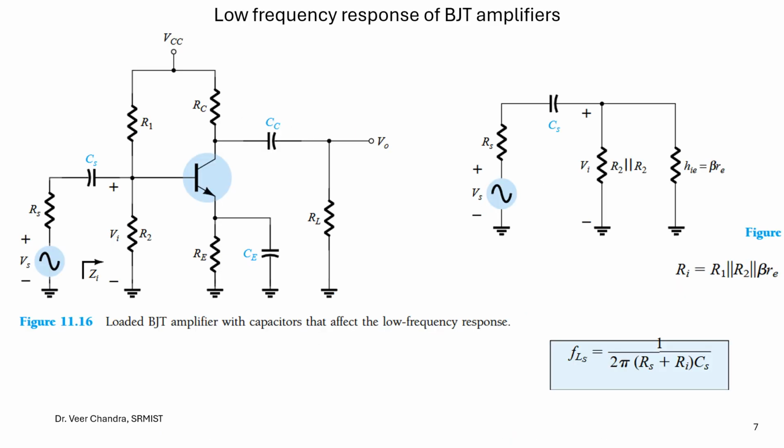Now let's see the low frequency response of the BJT amplifier. So what are the things we are going to study here? Since we are talking about the AC type of input, it may have some frequency. With different frequencies, our amplifier will act differently. So first, let's talk about how our amplifier will react to lower frequencies.